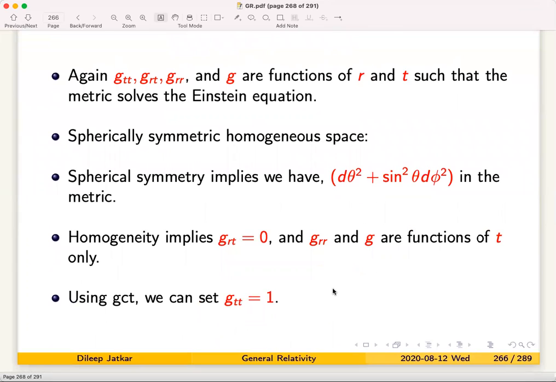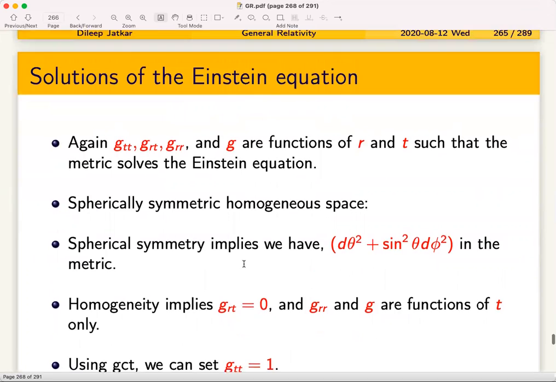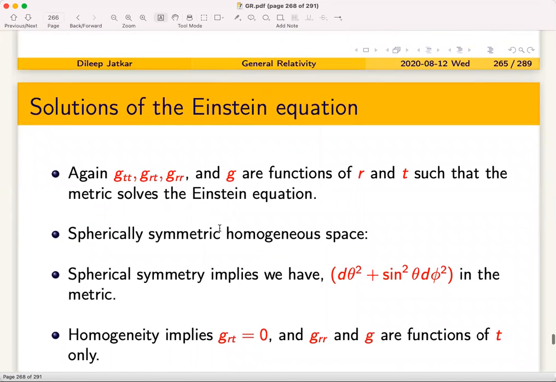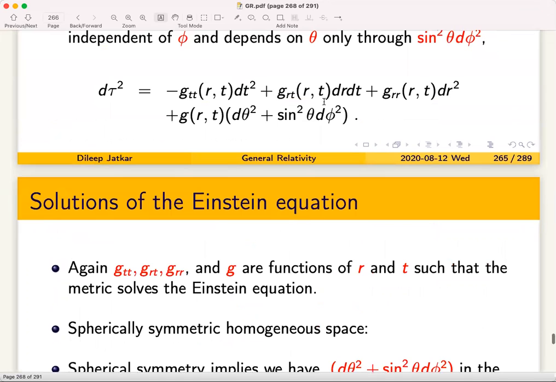And if we also demand that the space is homogeneous, then you could show that the off-diagonal component GRT can be set to 0, because homogeneity would tell you that you cannot have this component non-vanishing.